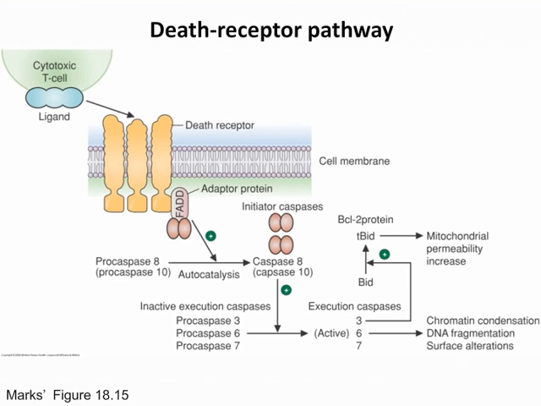And execution caspase 3 can also cleave BCL2 to form BID, and BID will stimulate the activation of the mitochondrial integrity pathway, which is the other pathway that initiates apoptosis. So you should know which caspases do what. 3, 6, and 7 can go through chromatin condensation, DNA fragmentation, surface alterations, but caspase 3 can also cleave BCL2, which activates BID to form and activate the mitochondrial integrity pathway.